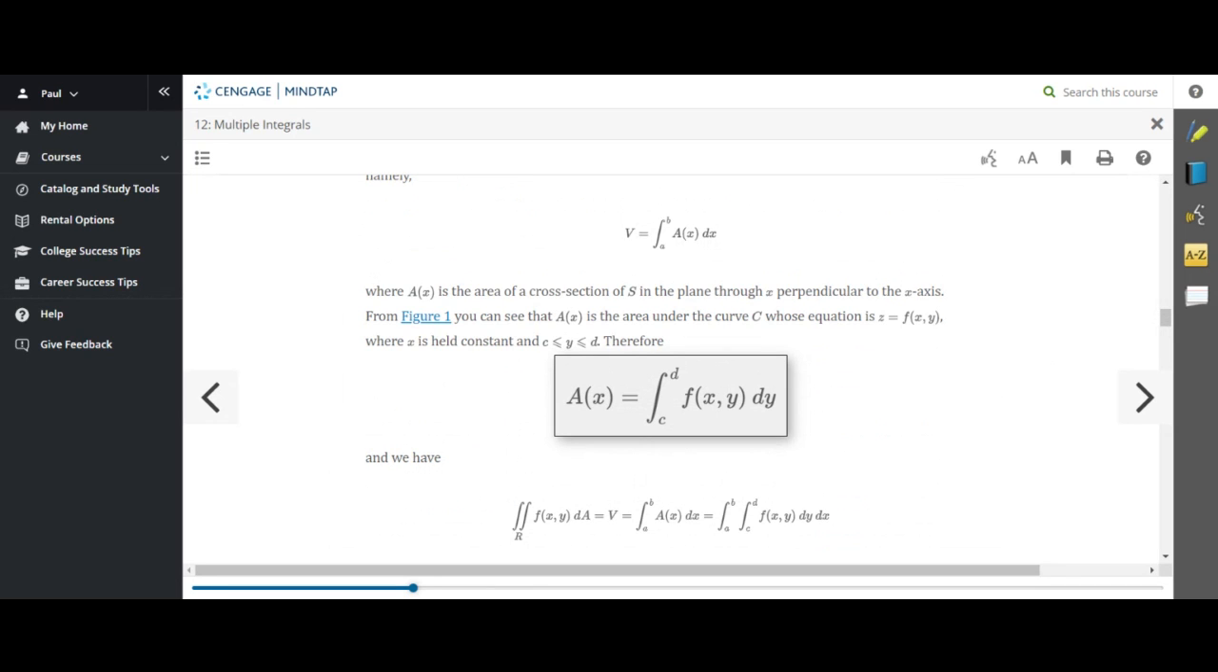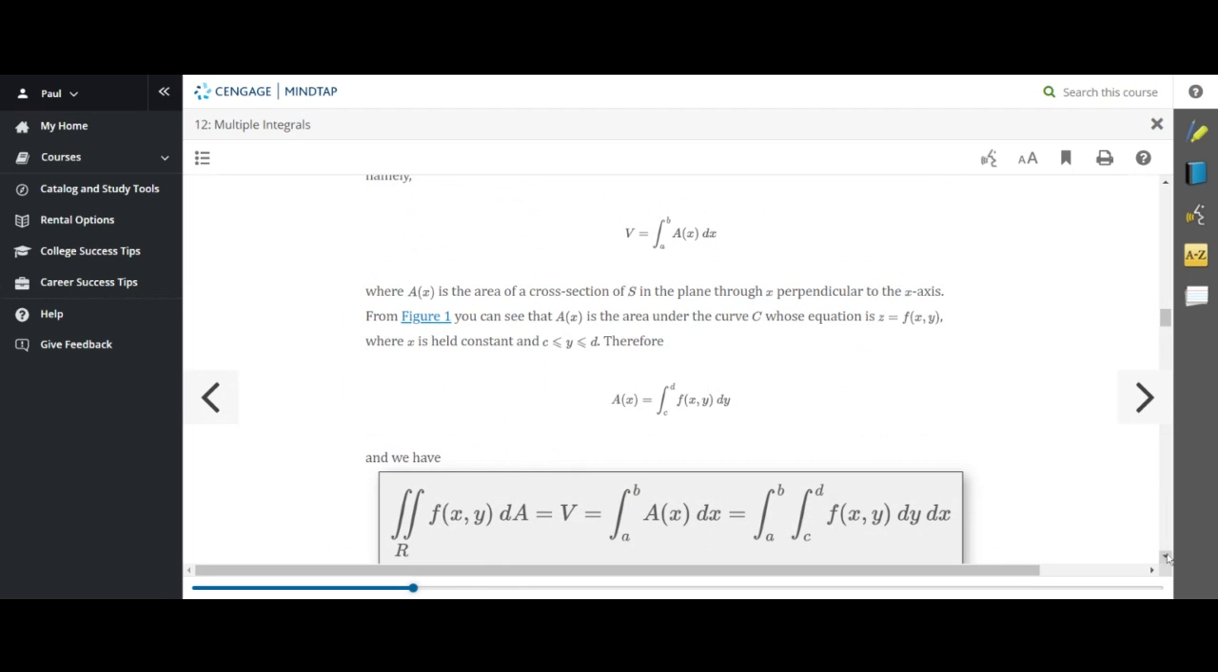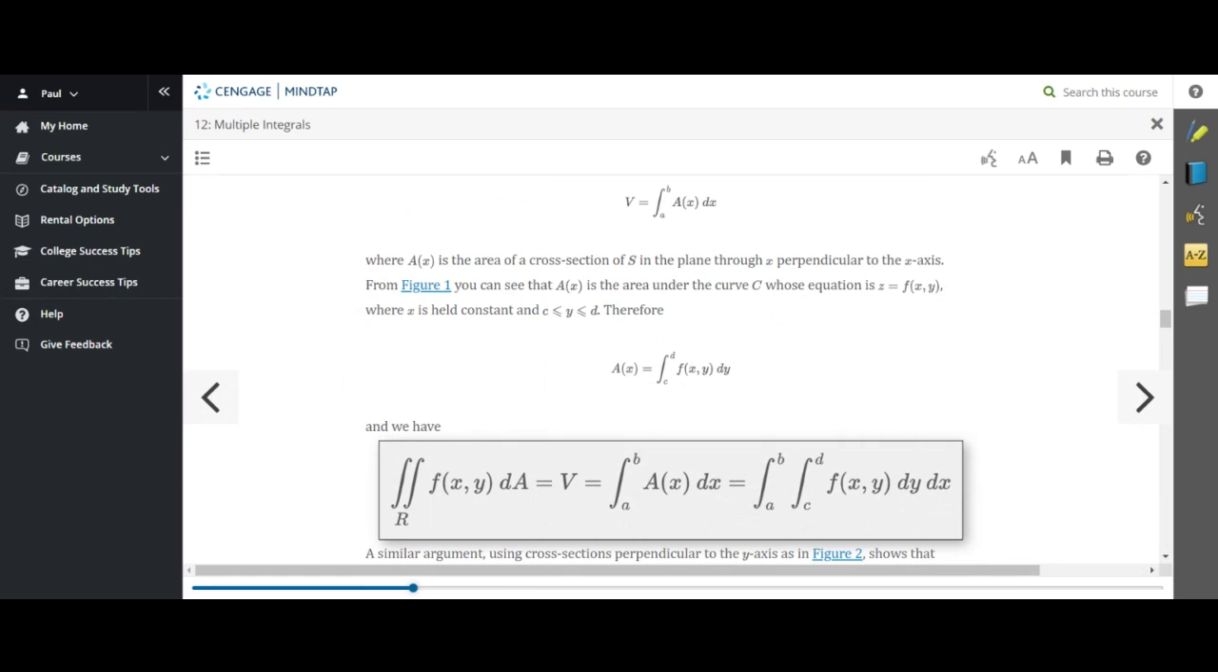And so you see, it's actually a very beautiful development of the double integral formula. We can take that area and substitute it in the volume formula above. If we do, we get an expression for the double integral.